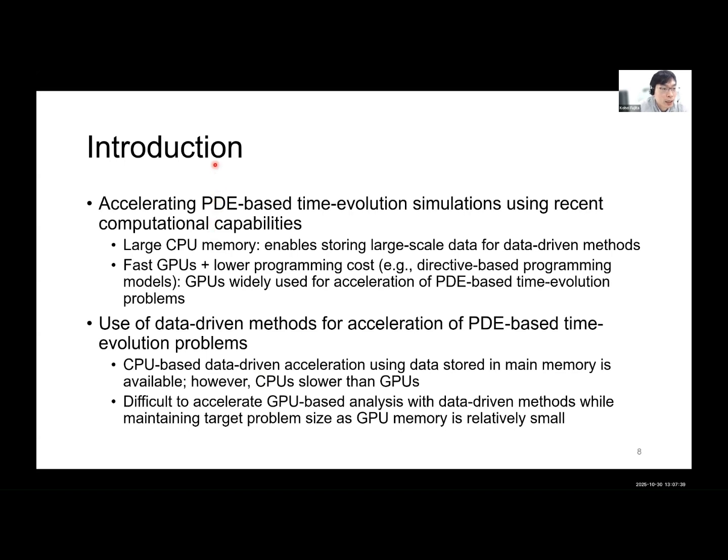Okay, so this is an introduction. We want to accelerate the PDE-based time evolution simulations using the recent computational capability, which is CPU and GPU. Here we try to use a large CPU memory for storing large-scale data for data-driven methods, and the fast GPUs with lower programming costs. That means we can use directive-based programming models such as OpenACC, and we can now use this for accelerating a wide range of PDE-based time evolution problems on the GPU.